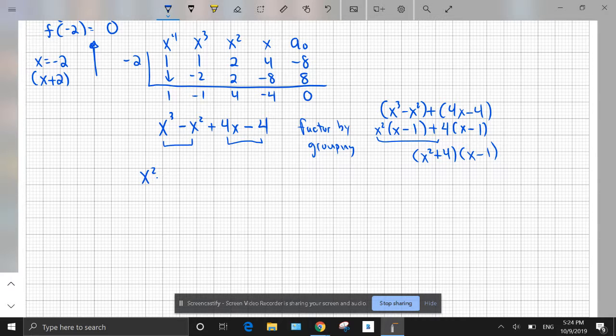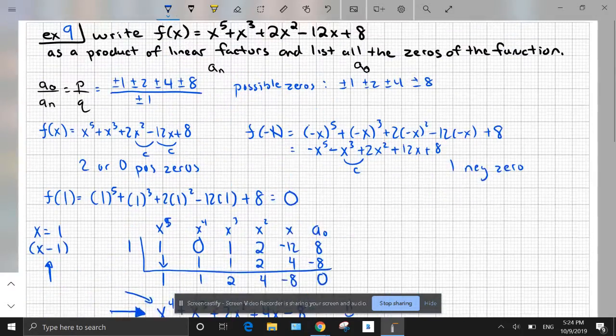So x squared plus 4 is equal to 0. So x squared is equal to negative 4. Take the square root, so we end up with plus or minus 2i. So we have imaginary zeros. And then we have our next factor, x minus 1, that's equal to 0. So x is equal to 1.